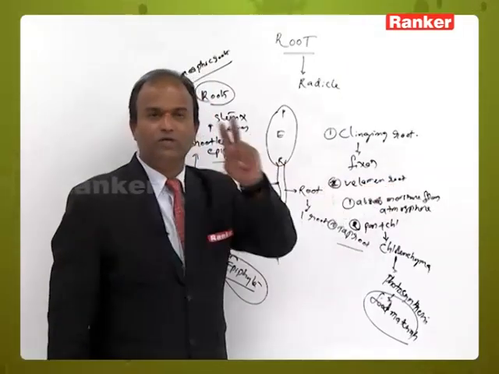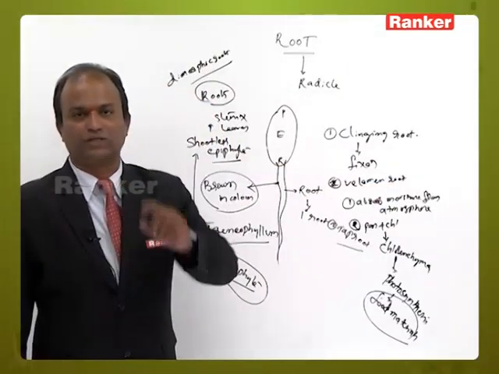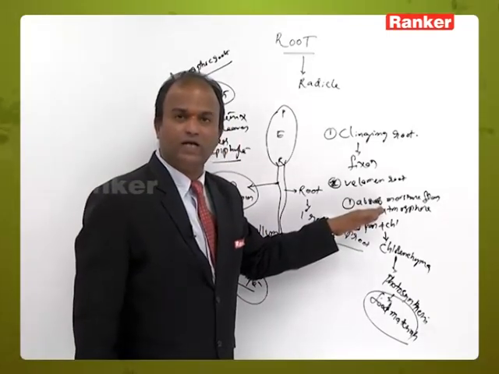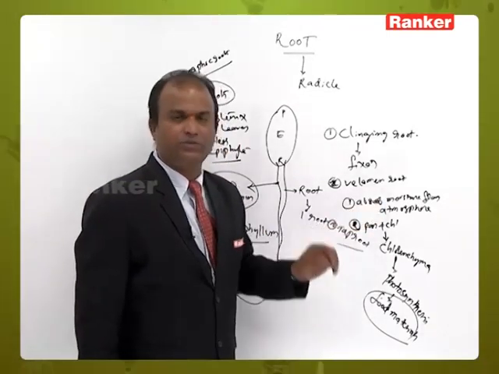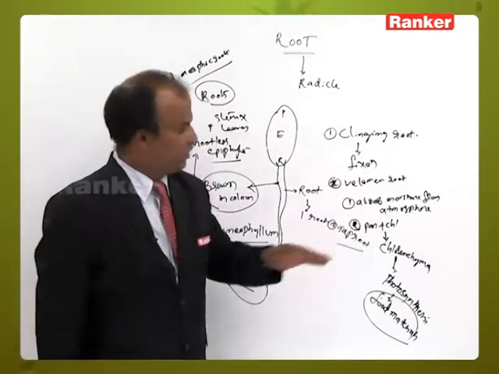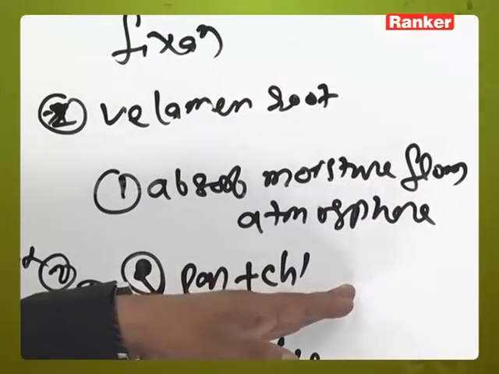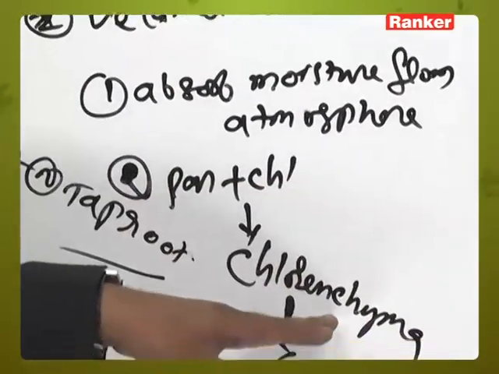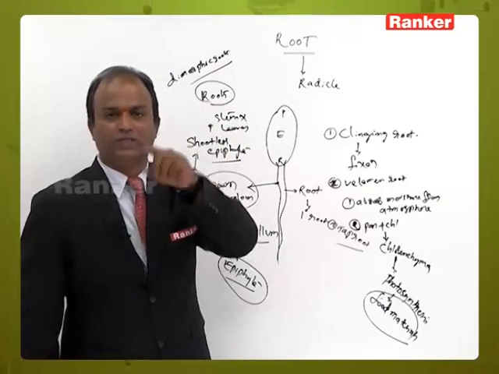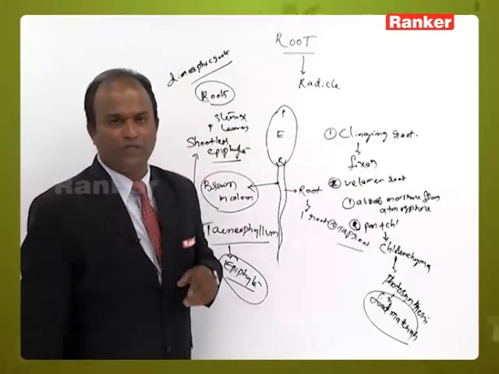How many functions does the velamin root perform? Two functions. One, as it contains dead hygroscopic velamin tissue, it helps in absorption of moisture from the atmosphere. Two, as it contains parenchyma and chloroplast, it shows chlorenchyma. It can perform photosynthesis, due to which it can prepare its own food materials.